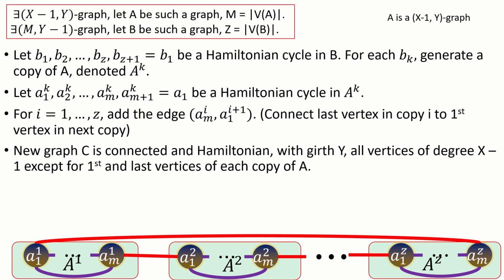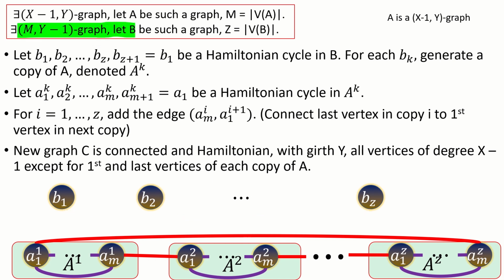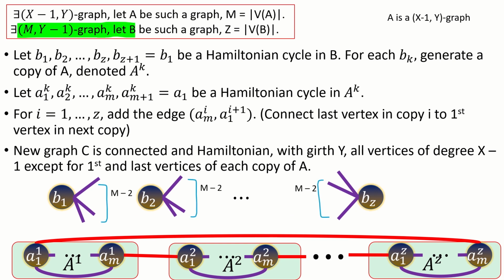Let's move on to the final step in our construction, which will raise the degrees of the rest of our vertices to x. Note that in each copy, there remain m-2 vertices of degree x minus 1, where m is the number of vertices in graph A. Also, remember that every vertex in graph B was defined to have degree m. So when we consider only edges that are not in our Hamiltonian cycle in graph B, every vertex in graph B is incident to m-2 of these edges.